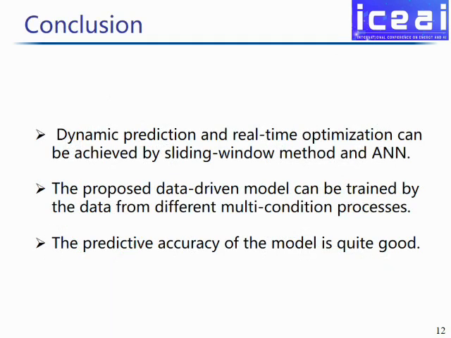In summary, dynamic prediction and real-time optimization can be achieved by the sliding window method and ANN. Then the data-driven model can be trained with the data from different multi-condition processes. The prediction accuracy of the model is quite good.